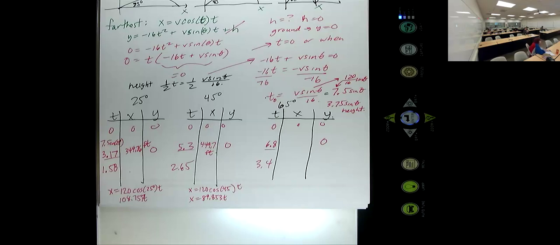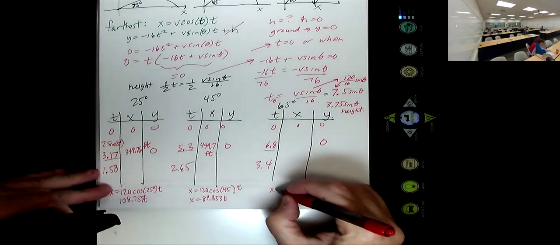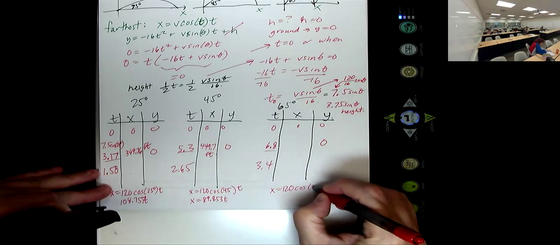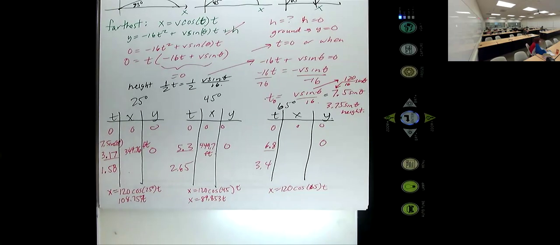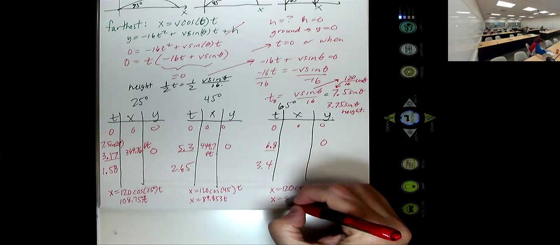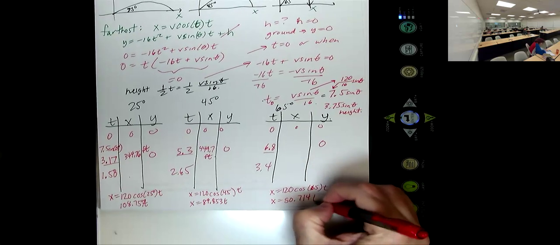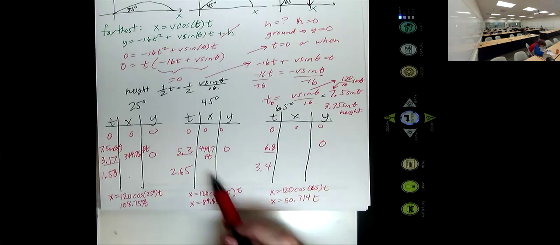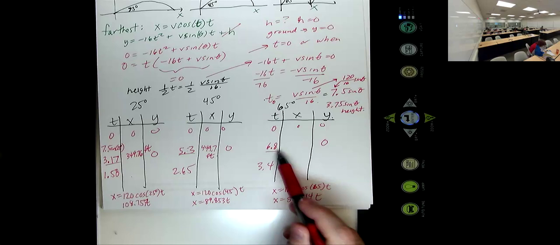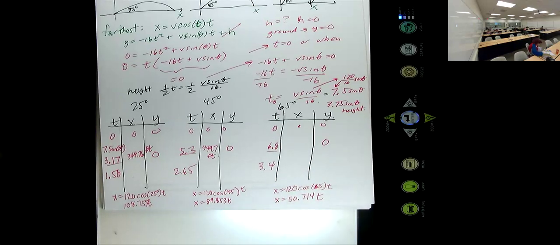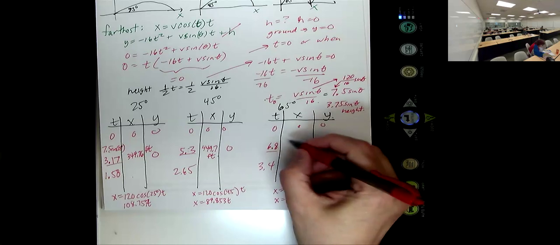And then if I do this one, I've got 120 cosine of 65t. What is 120 times cosine 65? This is a really low value, 50.714 t. But what I'm doing here to get this is I'm just taking this value, the 3.17, the 5.3, and the 6.8, and just plugging it in for the t. It's giving me my x position. 344.8.